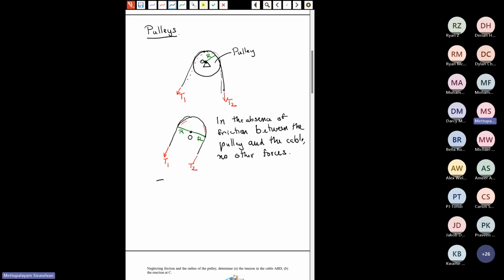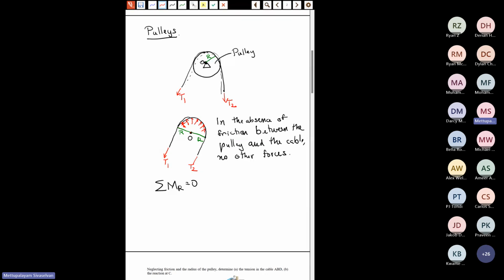So if I do the sum of the moments about O equals 0, there are forces like this, there are normal forces, but there are no tangential forces. Okay, all the normal forces will just pass through this point, right? So these normal forces are what are keeping it in equilibrium, but there are no friction forces. And normal forces all pass through this point. So if I do the sum of the moments about O, then I just get T1 times R minus T2 times R equals 0. So I get T1 equals T2. Okay.